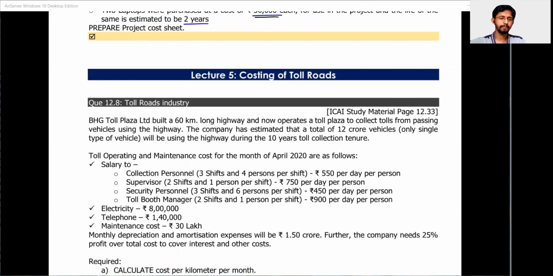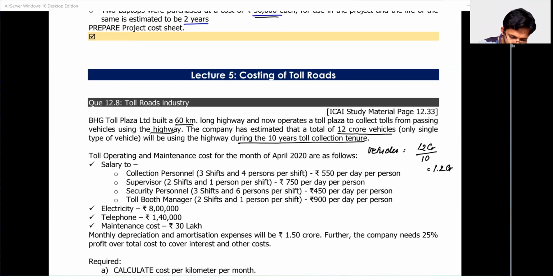Okay, so let's see what is given here. BHT Toll Plaza Limited built 60-kilometer long highway and now operates a toll plaza to collect tolls from passing vehicles using the highway. So what is the length of this road? It is 60-kilometer. Okay, and they have started collecting tolls. Now the company has estimated that 12 crore vehicles will be using this highway during the 10-year toll collection tenure. So that means the vehicles per annum will be 12 crore divided by 10, that is 1.2 crore vehicles per annum, right?